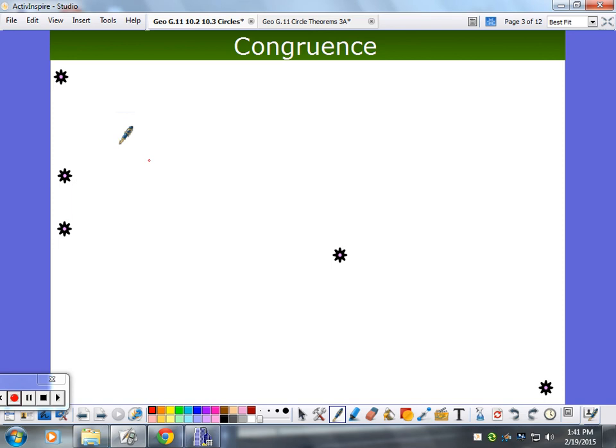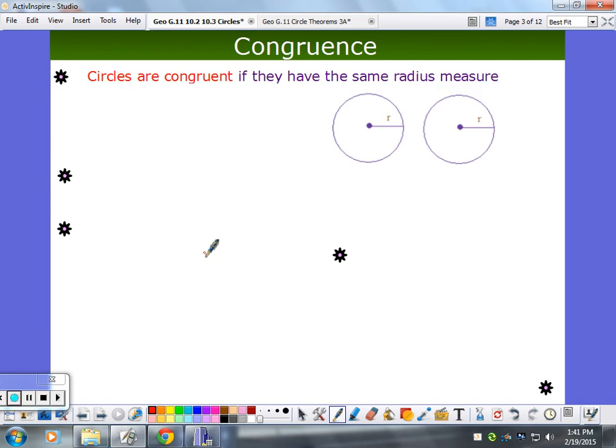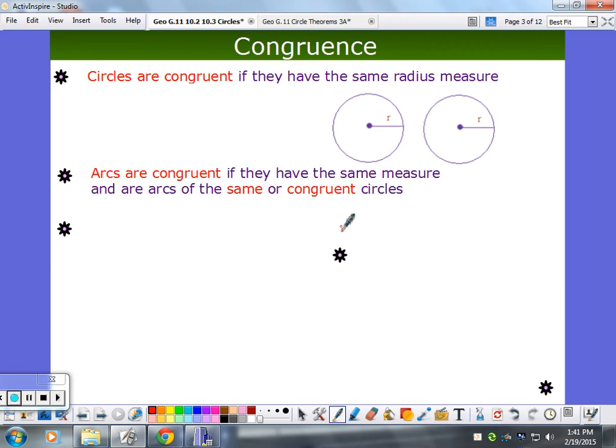Okay, congruence. What about it? Circles are congruent if they have the same radius measure. That's how you tell if circles are congruent. Which makes sense when you think about the definition of a circle: all the points that are equidistant from a particular middle, so the radius would be the same for congruent circles. Arcs are congruent not only if they have the same measure, but they also have to be in congruent circles. So same measure and same radius measure.